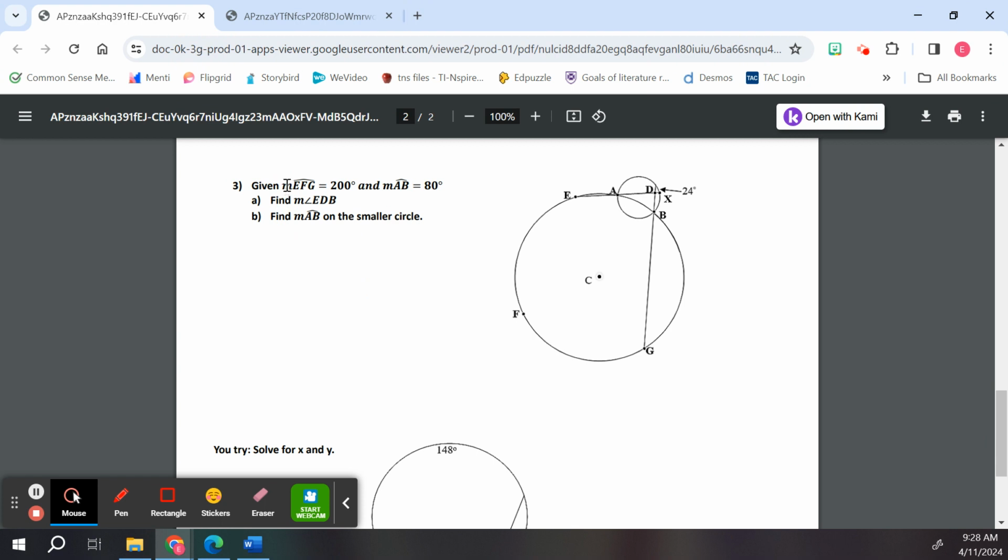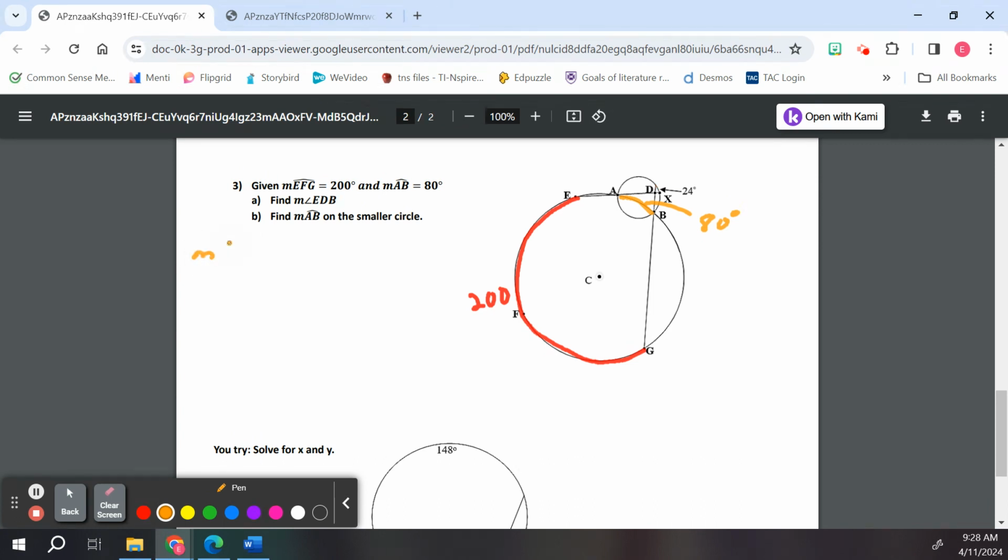In number 3, it says, given that the measure of EFG is 200 degrees. So E to F to G is 200 degrees. And the arc measure of AB, so this one right here, is 80 degrees. They want us to find this angle. That's actually going to be pretty easy because it looks like a tangent secant. So the measure of angle EDB is going to equal 1/2 times 200 minus 80.